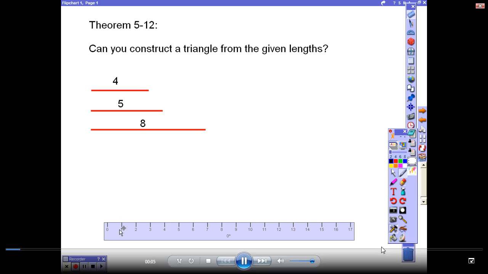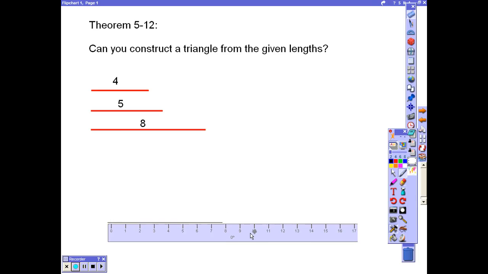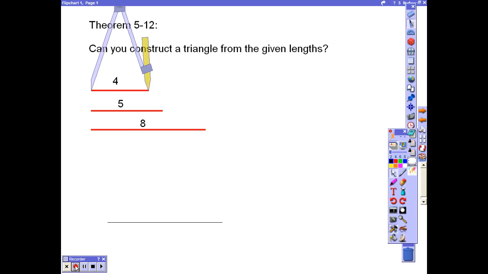So here's what I want to ask you. If you look at those three lengths, 4, 5, and 8, could I form a triangle? That's what we're going to be looking at over the next couple minutes. Is it possible to form a triangle based off the given segments that we have? In your head, make a guess, a hypothesis: I believe that it will form a triangle, or I believe it won't, and here's why.